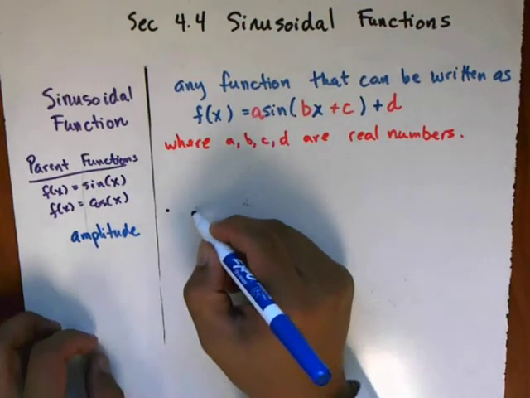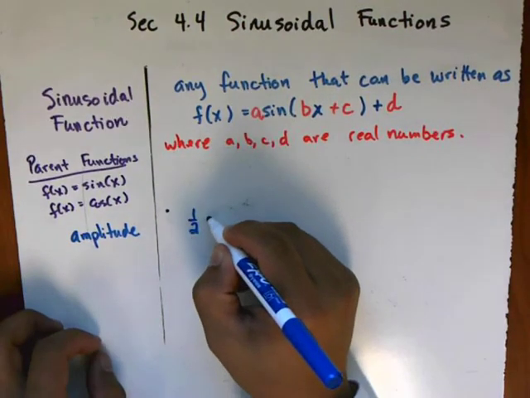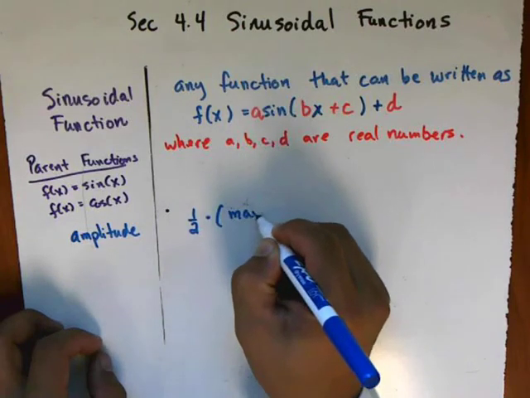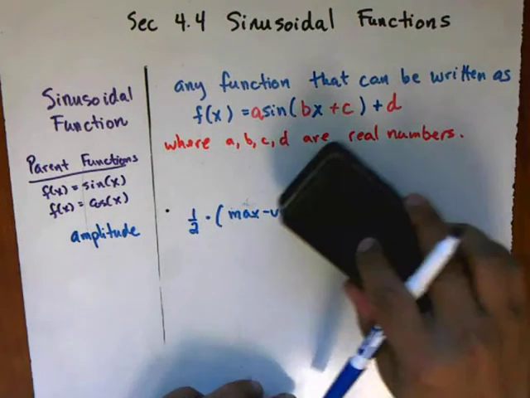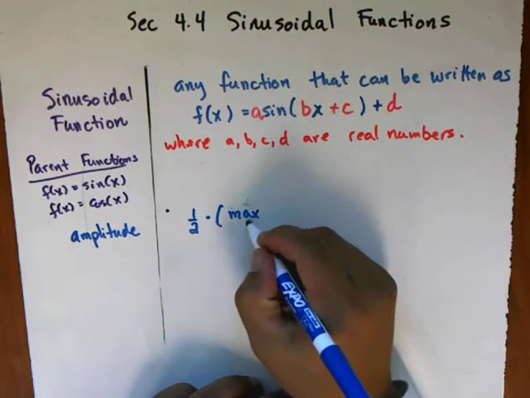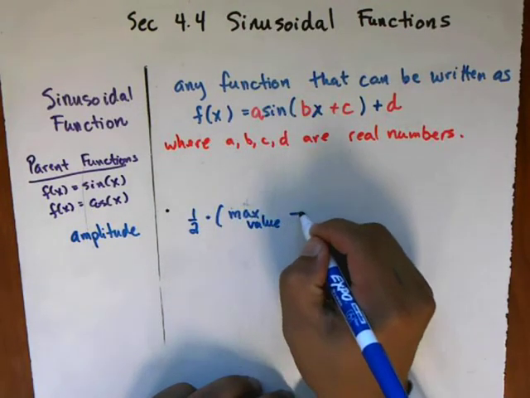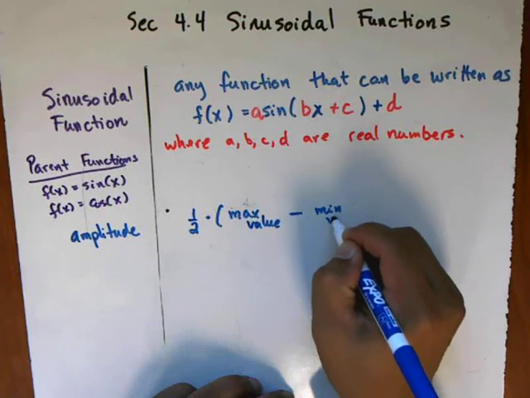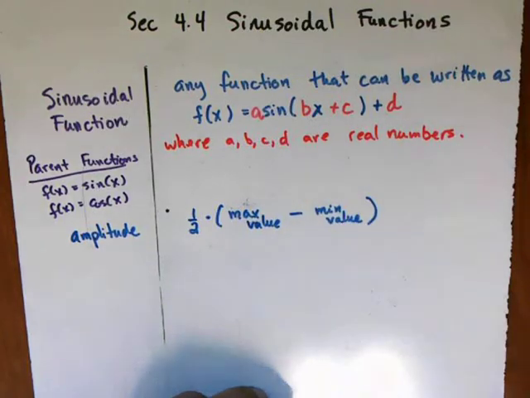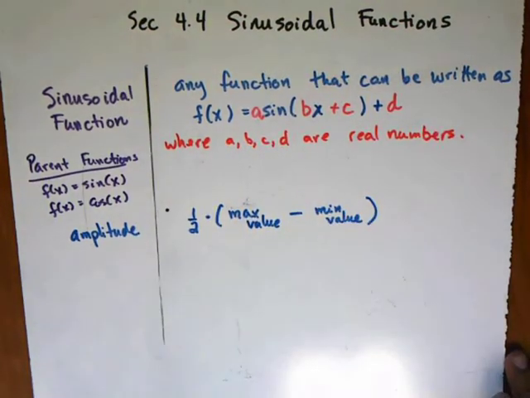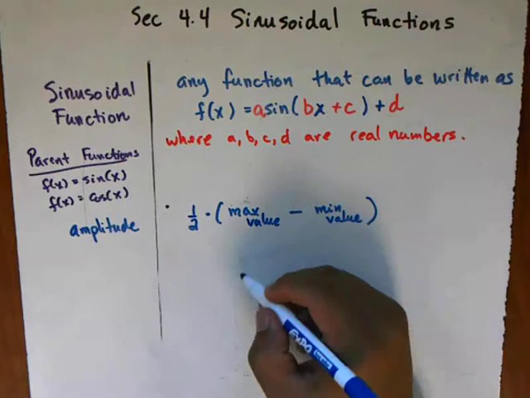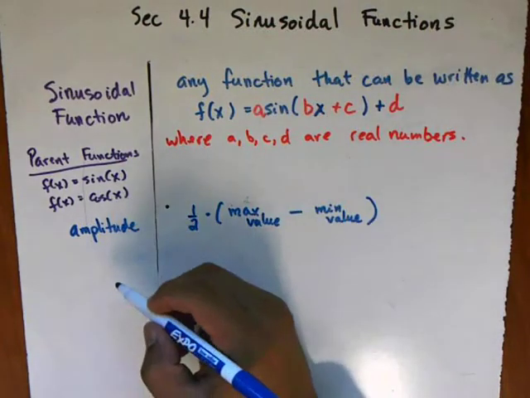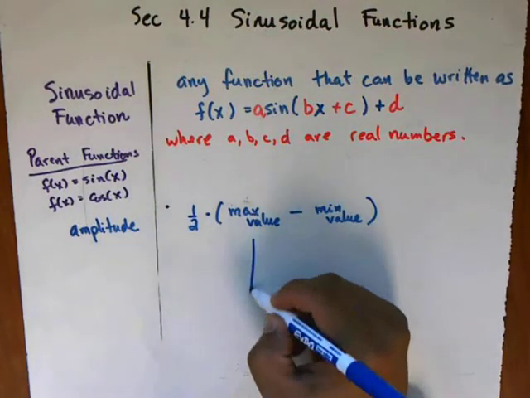So the amplitude is 1/2 times the maximum value minus the minimum value. So if I have the maximum value and subtract the minimum value from it, and multiply that by 1/2, I get the amplitude. And let's see what that means on a sketch here of a cosine or a sine function.